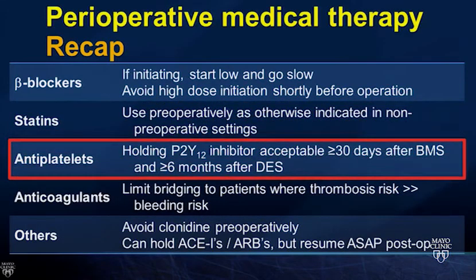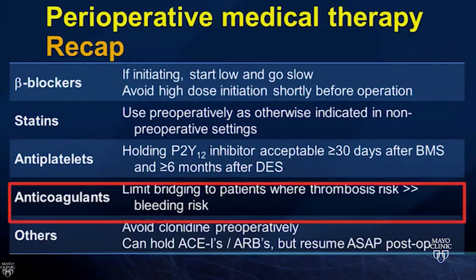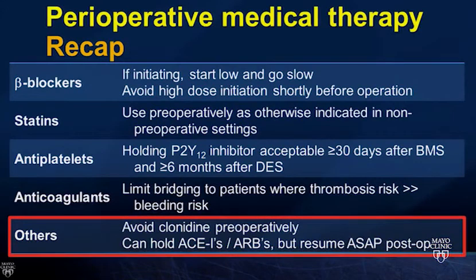Antiplatelets, you want to hold your P2Y12 inhibitor. You can hold it 30 days after a bare metal stent and 6 months after a drug-eluting stent, potentially 3 months, but 6 months would be ideal. You want to limit bridging in patients where the thrombosis risk is going to significantly exceed the bleeding risk. You want to avoid use of clonidine, and you can hold ACEs and ARBs if you need to, if there's a risk for hypotension, but you want to get the patient back on it as soon as they can afterwards.